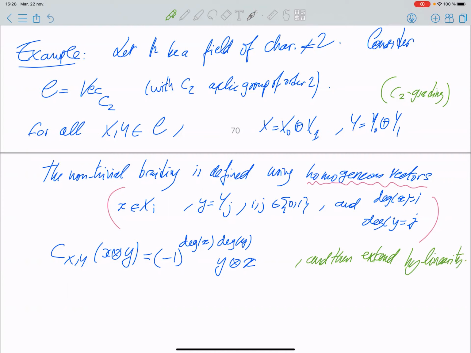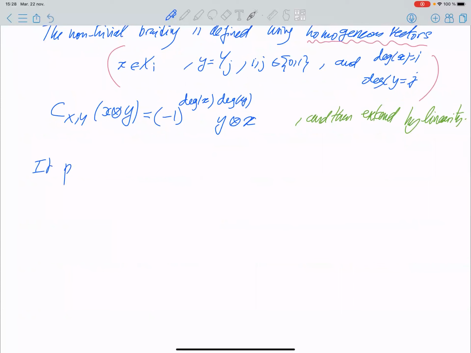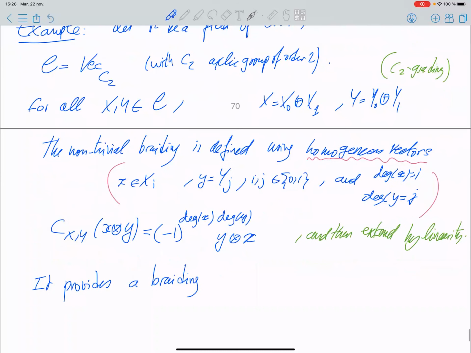So it's non-trivial in the sense that the trivial one is when you only have that. So here it's almost trivial, but not trivial, because you have this multiplicative component, a sign. So it provides a braiding structure on C called super vector spaces.